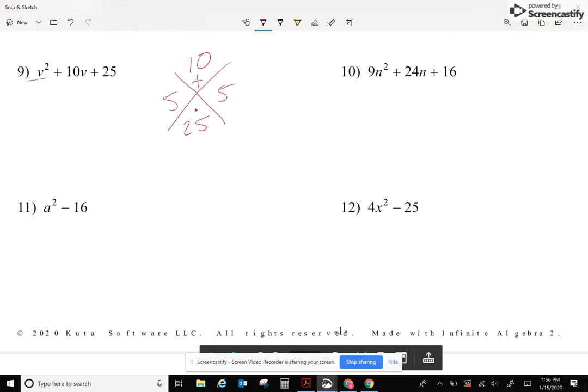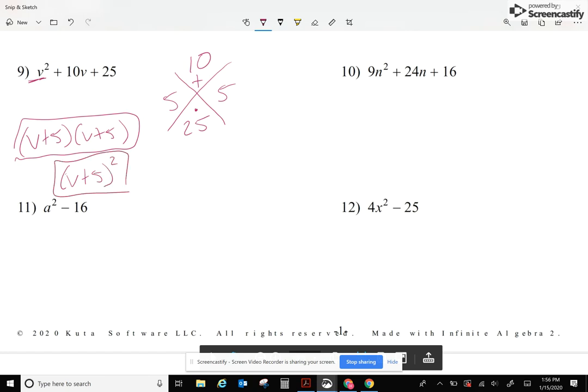Because my first number is a 1, I can go straight to parentheses: b plus 5 and b plus 5. This is a special case because the parentheses are the same. So I can write this as b plus 5 and b plus 5, or I can just say I get b plus 5 twice. We call this a perfect square, meaning I get the same parentheses twice.